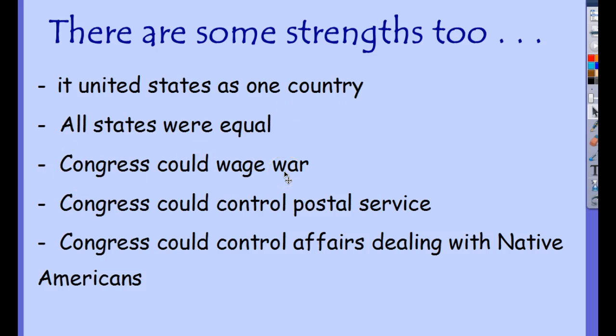And that was great because, hey, you know what? Congress could wage war. So we could basically write on a piece of paper, hey, we're going to war. But we couldn't back that up because we couldn't pay an army. We could control our postal services, so we made sure that people got their letters, but we couldn't regulate taxes, so we couldn't provide any type of protection for these people. And then, of course, Congress started to deal with affairs with the natives. So that took that off the state governments.